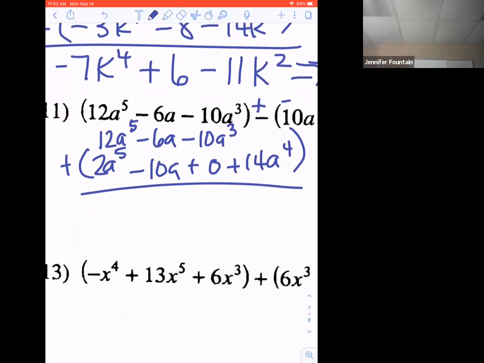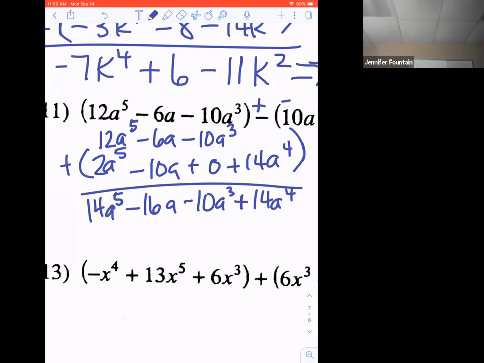So I have 12a to the 5th plus 2a to the 5th is going to be what? 14a to the 5th. Negative 6a plus negative 10a, negative 16a. 10a cubed plus 0, negative 10a cubed, and 0 plus 14a to the 4th. So it's going to be plus 14a to the 4th.